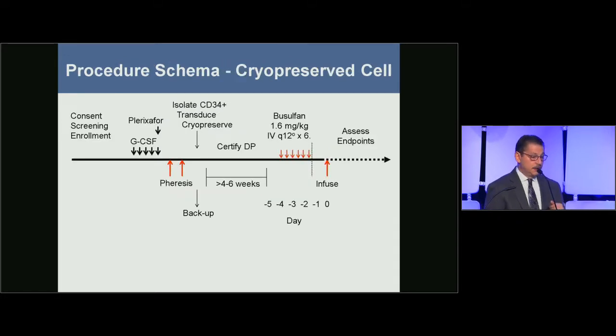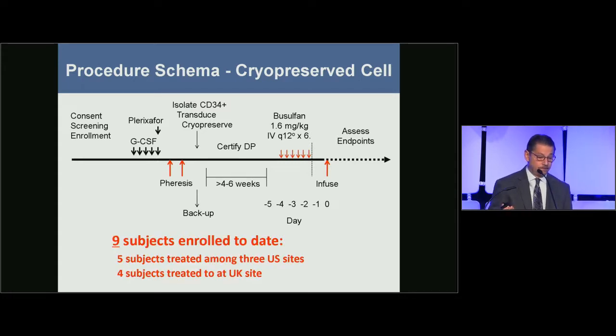In the frozen schema, the patients are mobilized once with multiple collections. So they're given GCSF and plerixafor, 2 or 3 days of leukapheresis to collect cells, which are then isolated and transduced in the exact same procedure as for the fresh cells, but cryopreserved at the end of the transduction and fully certified for release. Once the product is available, the patient is then readmitted for the transplant, getting the same busulfan conditioning and thawing and cell reinfusion.